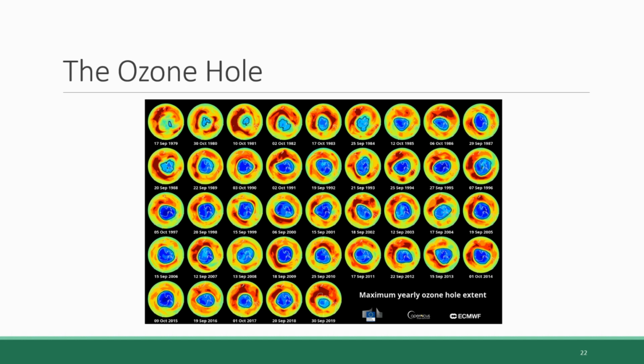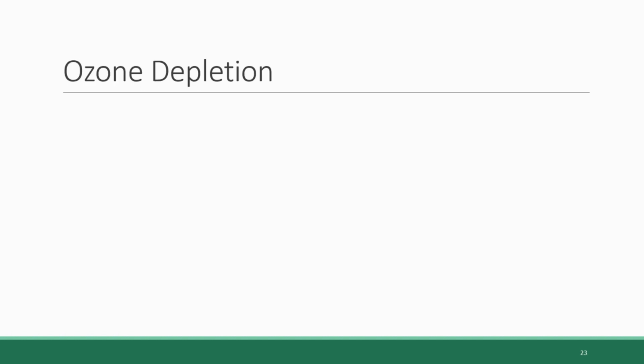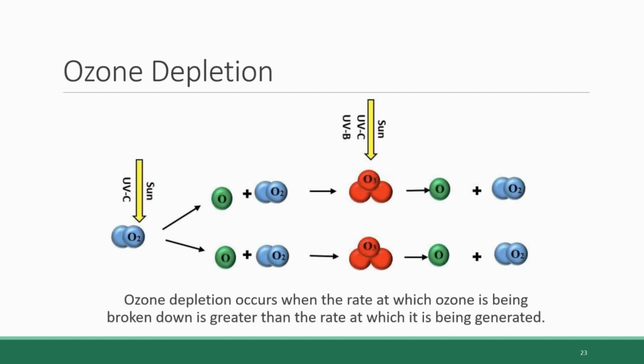So, what were those human activities that were causing the hole? Well, humans were releasing chemicals into the atmosphere that were throwing off the balance of the ozone oxygen cycle, and therefore they were causing ozone depletion. Ozone depletion happens when the rate at which ozone is being broken down is greater than the rate at which it is being created. So, in other words, the ozone is disappearing faster than it's being made.